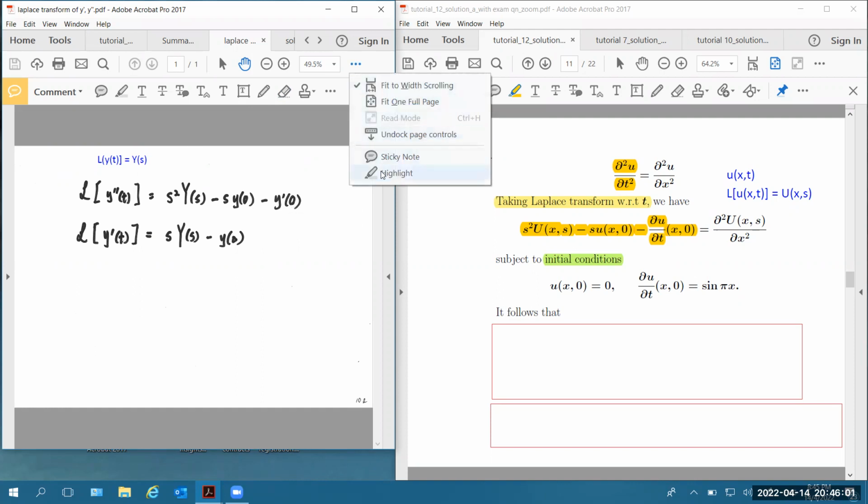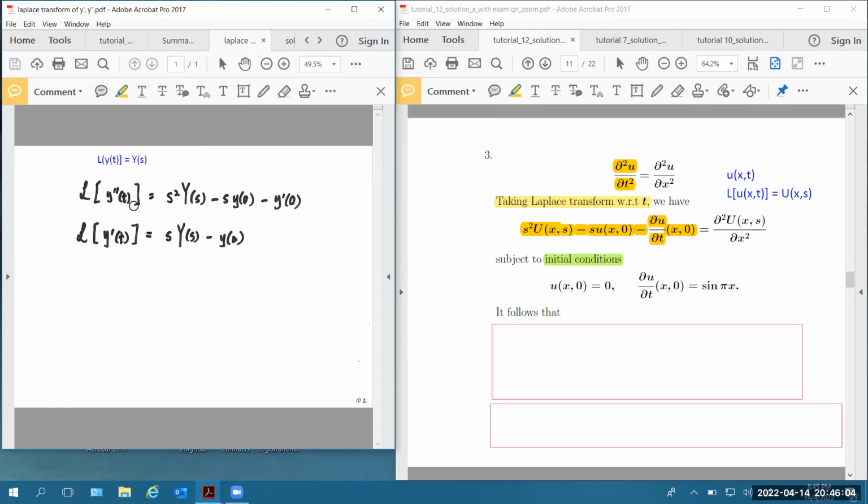I'm making use of the first formula. You get your s squared, and then the next term is capital Y(s). Here capital Y(s) means the Laplace transform of y(t), so on our side it will be capital U(x,s). So we're done with this. Then minus s times y(0). In our case small y(0) is the small u at x with t equal to 0, so it's u(x,0). That's the second term.